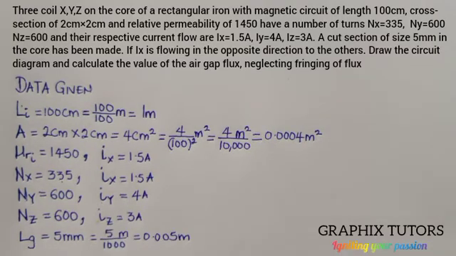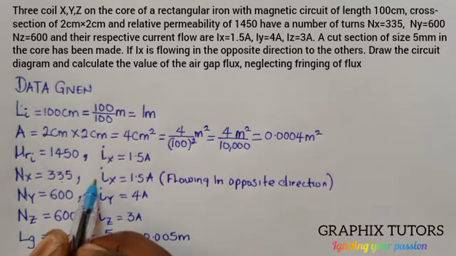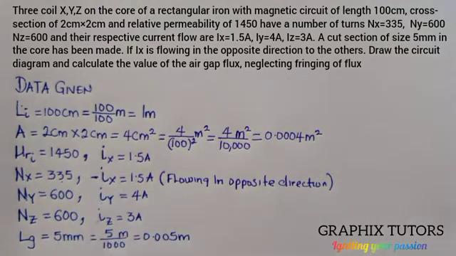Now if you read further, we are told that Ix is flowing in the opposite direction. So I'm going to write in front of Ix flowing in the opposite direction. It means that anytime I see Ix, it will incur a negative sign since it is flowing in the opposite direction. So remember that. We'll proceed.